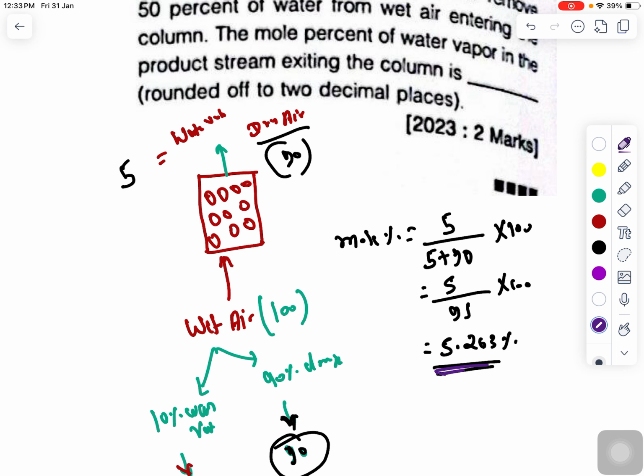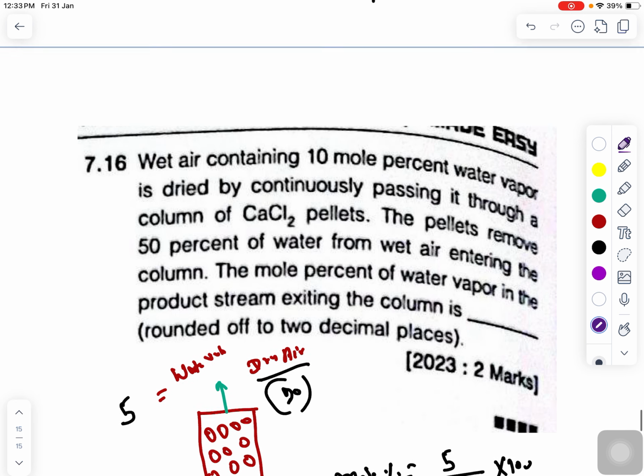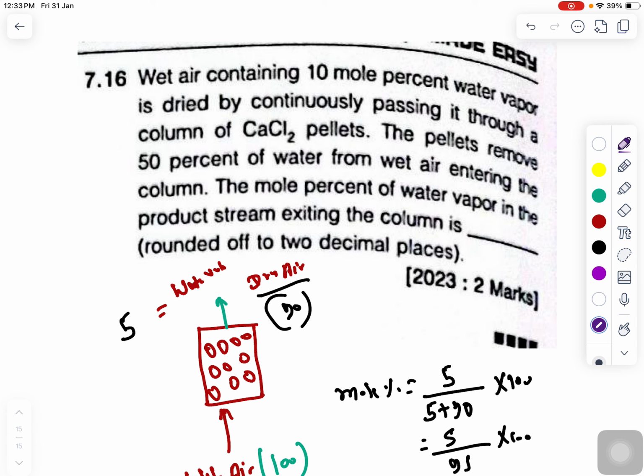Okay, so with that I'll end the PYQ series lecture on drying mass transfer, and after that I'll be starting with absorption mass transfer, absorption and stripping. And after that I'll be starting with fluid mechanics.